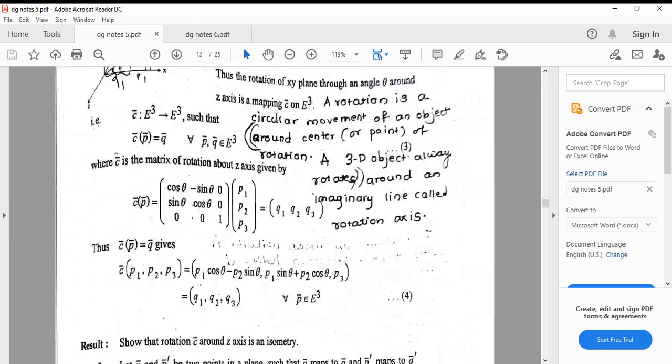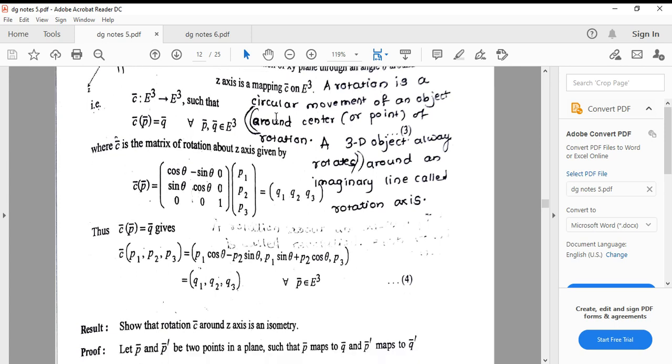Now here you can see the matrix of rotation about the z-axis. About the z-axis, hence we are getting the last row as 0 0 1 and the last column as 0 0 1. And here we can go for the rotation about the x-axis also. So the first row will be 1 0 0, the first column will be 1 0 0, and the corresponding changes.